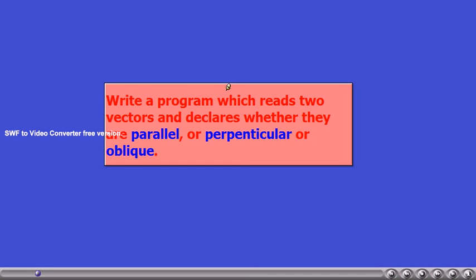This program reads two vectors and declares whether they are parallel or perpendicular or oblique.